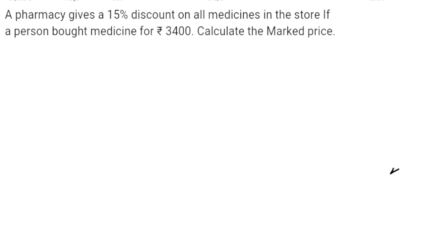Let's solve another question. Simple one. The question says the pharmacy gives a 15% discount on all medicines in the store. If a person bought medicine for 3,400, calculate the mark price. See, the question gives you the selling price already, and you need to find the mark price, and 15% is the discount given. So what you have is the mark price, and how much is left after the discount? We know that if 15 is cut out of 100, it is 85. This gives you the selling price.